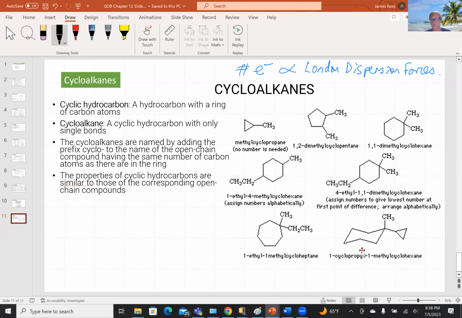And here, we have 2 rings, but our dominant ring, our longest chain, if you like, is a cyclohexane, a 6-membered ring. Branching off of that, we have a methyl and a cyclopropyl, both on carbon 1. So we would alphabetize the C for cyclopropyl ahead of the M for methyl. So 1-cyclopropyl-1-methylcyclohexane.